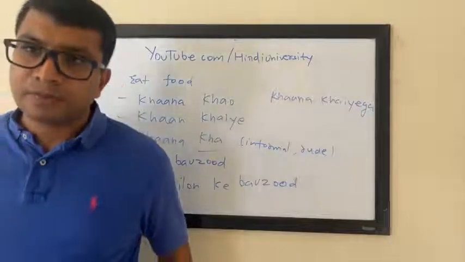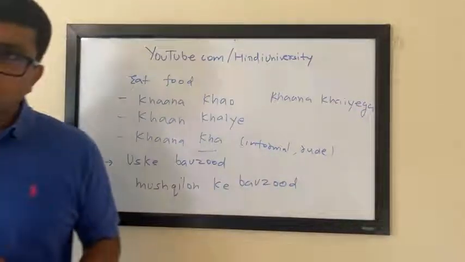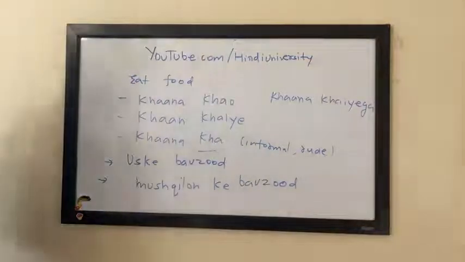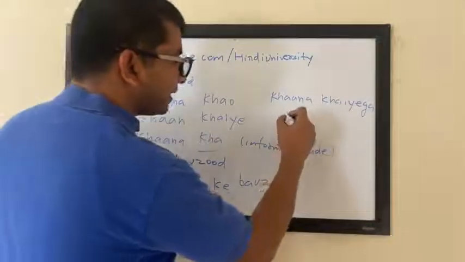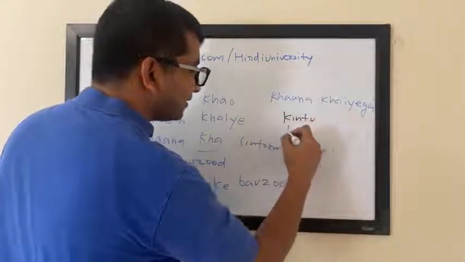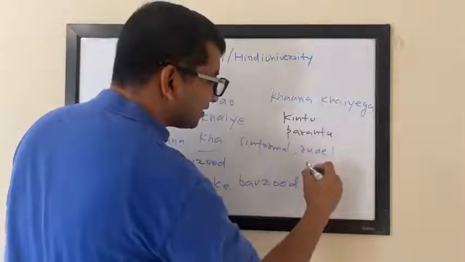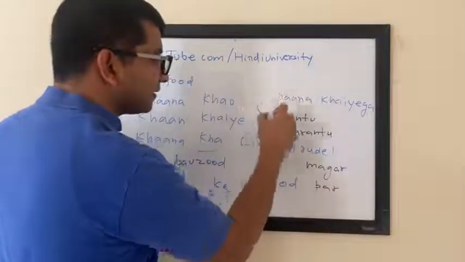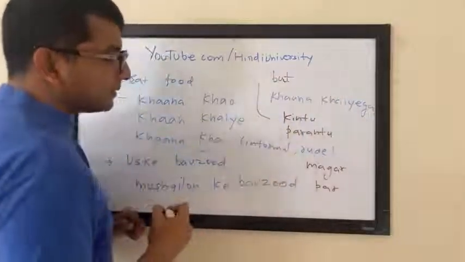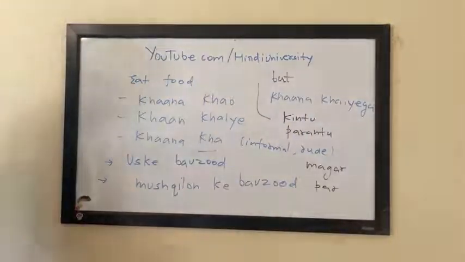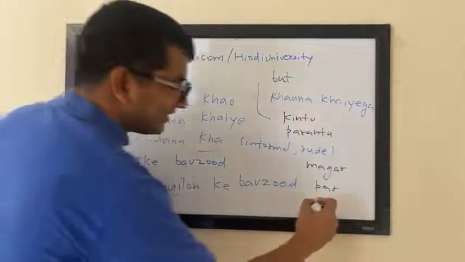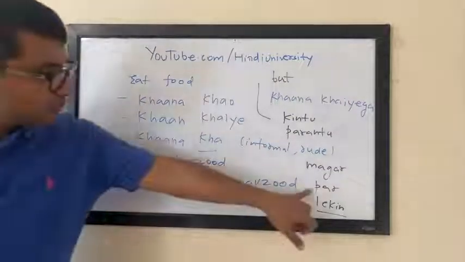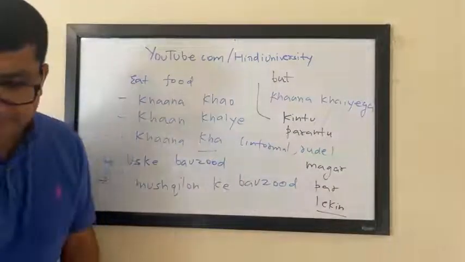Par, magar, kintu. Par is more commonly used in day-to-day language, but if you want to be more formal, you can use other forms. Kintu and parantu are very formal, or magar. All of them are the same, which means but. I know all of them. Yeah. And lekin also. Yeah, lekin, that's right. Lekin is safe actually. Par is more conversational. You can use par also. Okay. Yeah. Just wanted to.